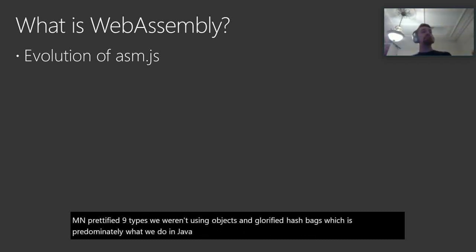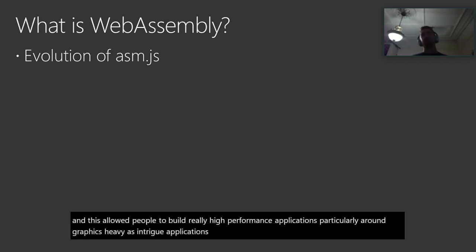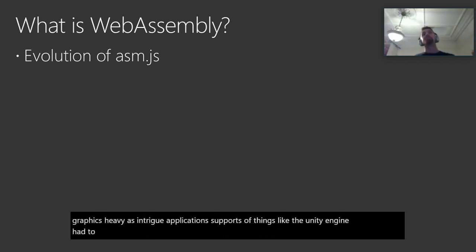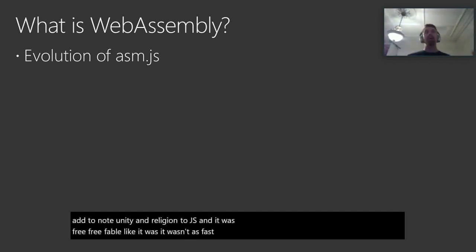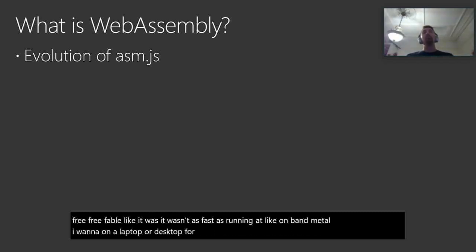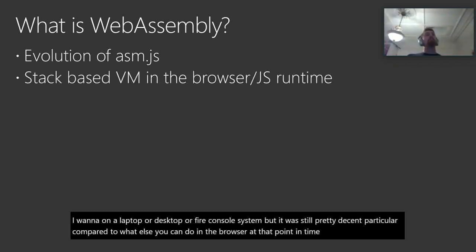And this allowed people to build really high performance applications, particularly graphics-heavy applications. There were ports of things like the Unity engine and the Unreal Engine to WASM.js, and it was pretty playable. It wasn't as fast as running it on bare metal on a laptop or a desktop or a console system, but it was still pretty decent, particularly compared to what else you could do in the browser at that point in time. But WebAssembly essentially evolved out of WASM.js.